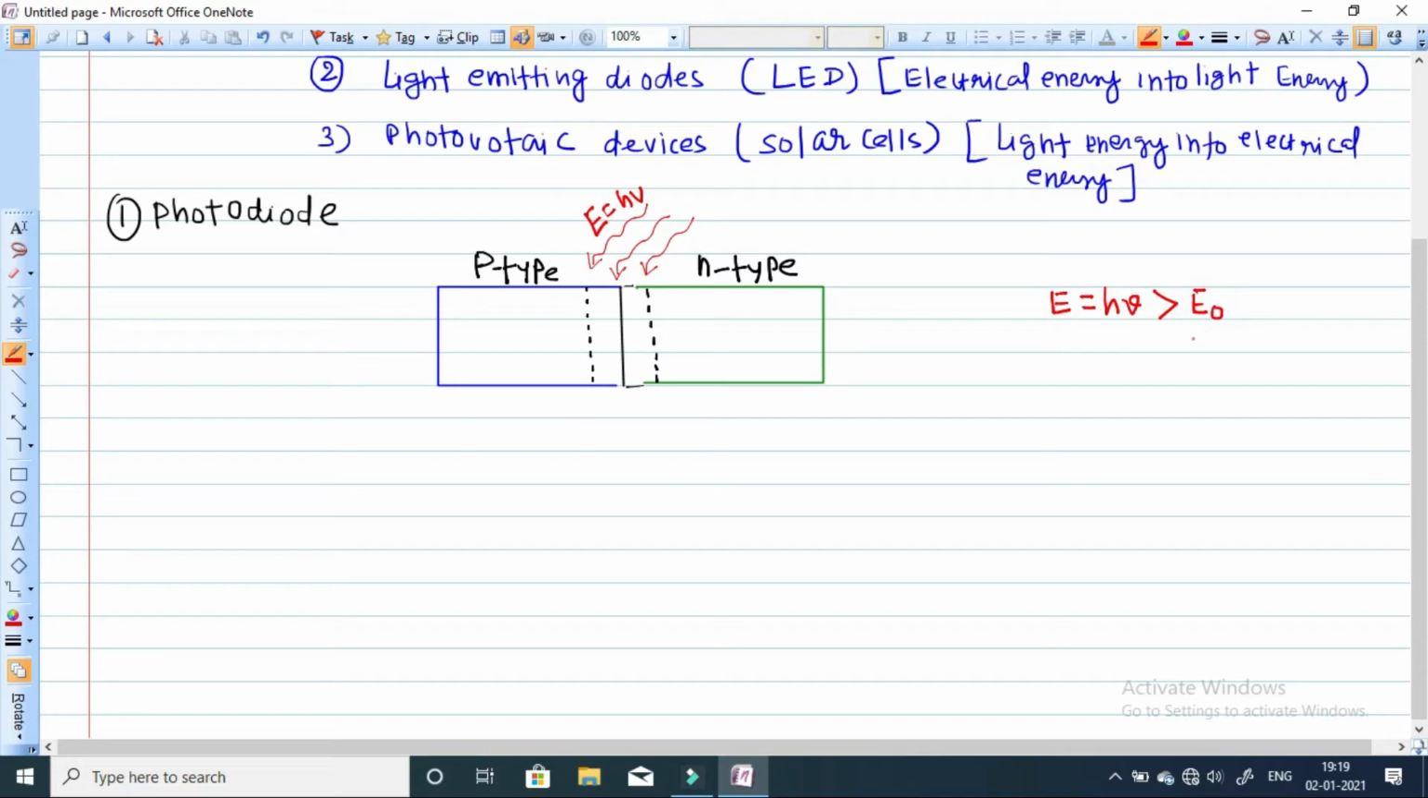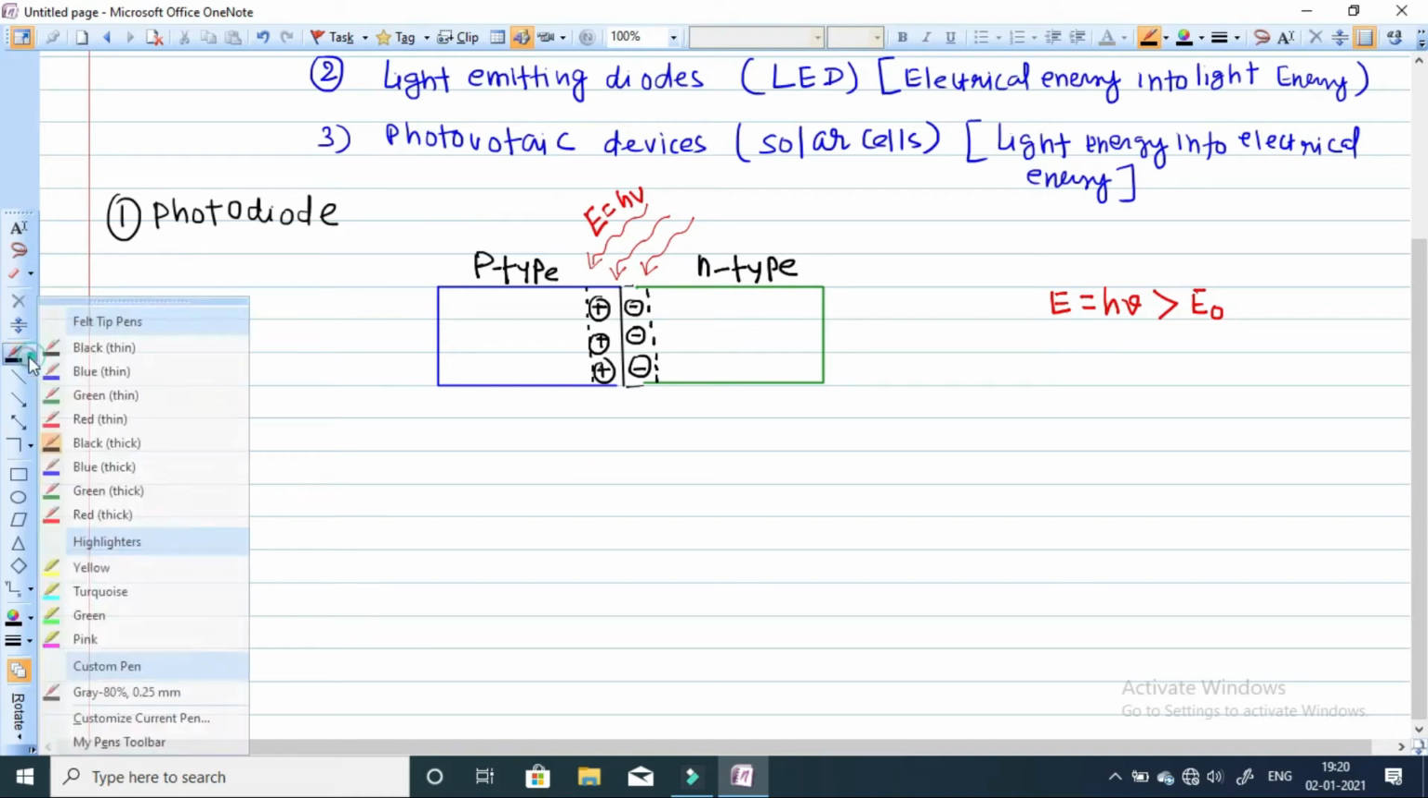then what will happen, this h nu energy will be absorbed by the holes and the electrons. These are the holes, holes in the p side, they are majority charge carriers, and these are the electrons, majority charge carriers in n-type semiconductor. So basically these charges will separate before the recombination if we connect an external source like this.